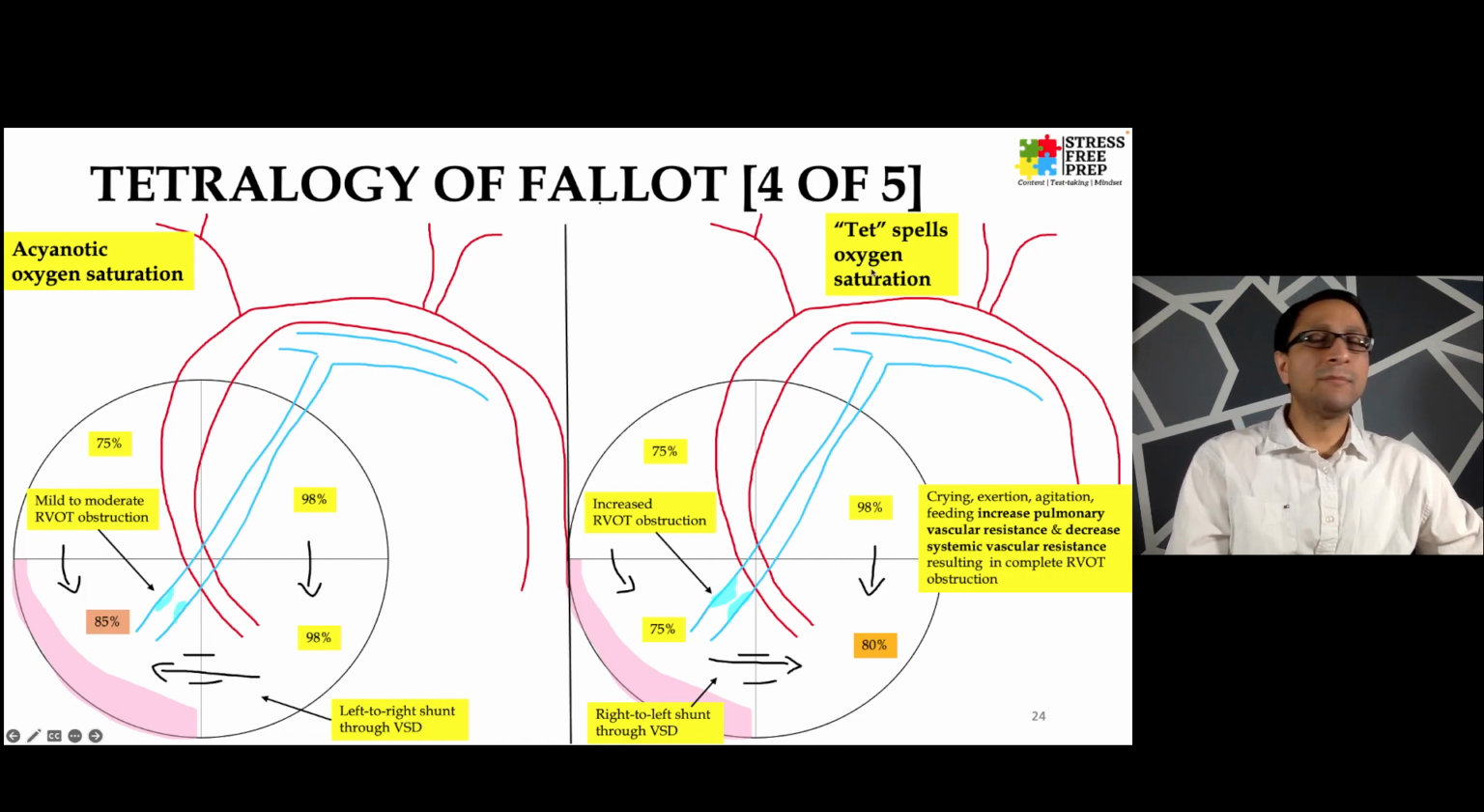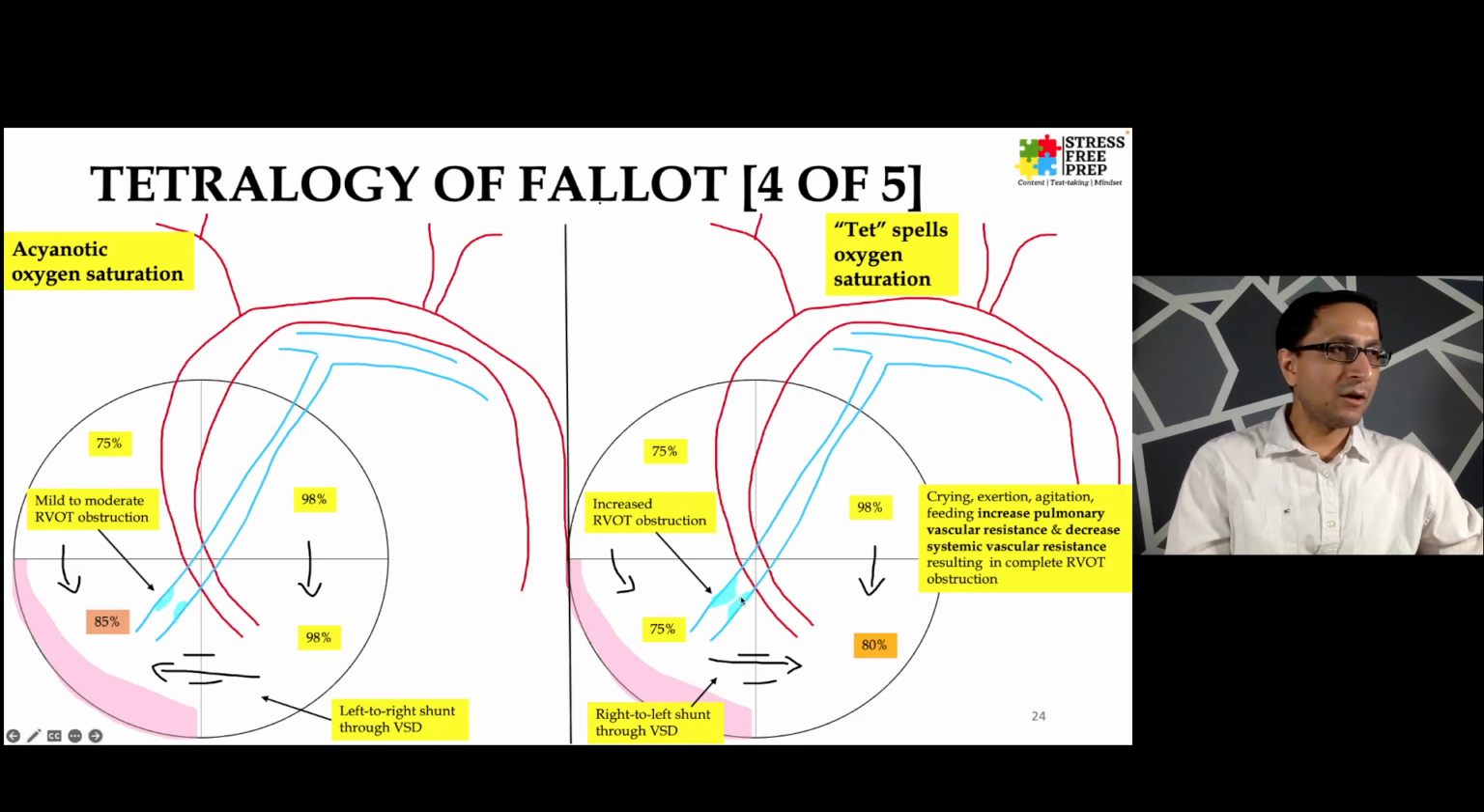Now, we mentioned the term tet spell. So what happens in a tet spell? What is a tet spell? Anytime the kid is crying, feeding, exerting, running around, or agitated, that increases the pulmonary vascular resistance. So it causes a bit of a constriction. It increases the resistance and it decreases the systemic vascular resistance, meaning the aorta, right? So it decreases the systemic vascular resistance. So what happens is it causes a lot more obstruction. The right ventricular obstruction becomes a lot more severe.